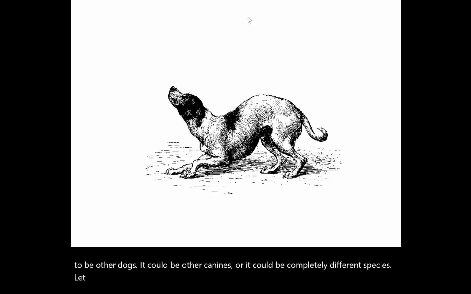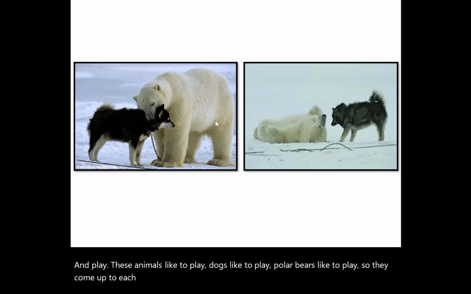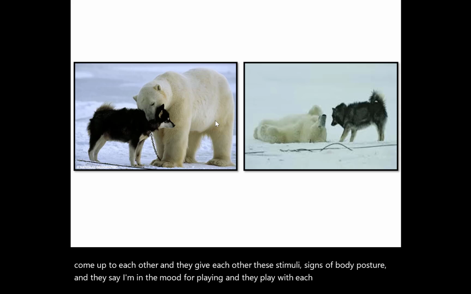Let me show you an example. Up in Alaska, polar bears will sometimes attack and kill a husky dog, a sled dog. But sometimes they get together and play. These animals like to play. Dogs like to play. Polar bears like to play. So they come up to each other and they give each other these stimuli, signs of body posture. And they say, I'm in the mood for playing. And they play with each other. Let's look at a video.